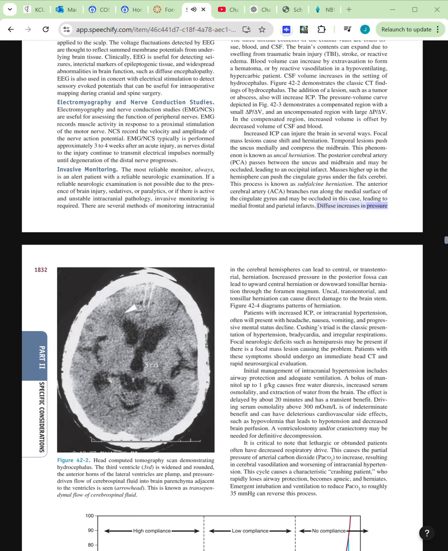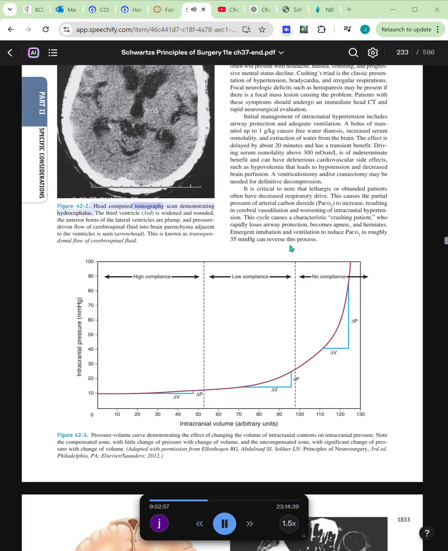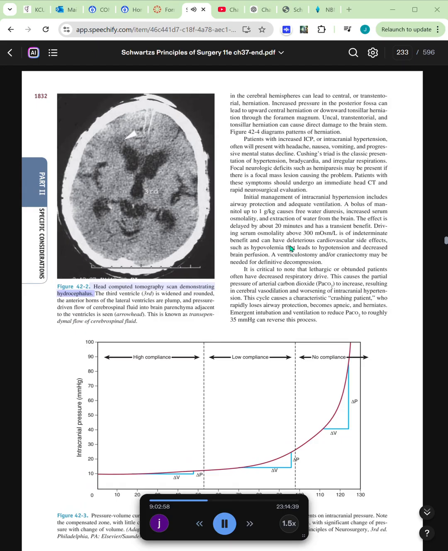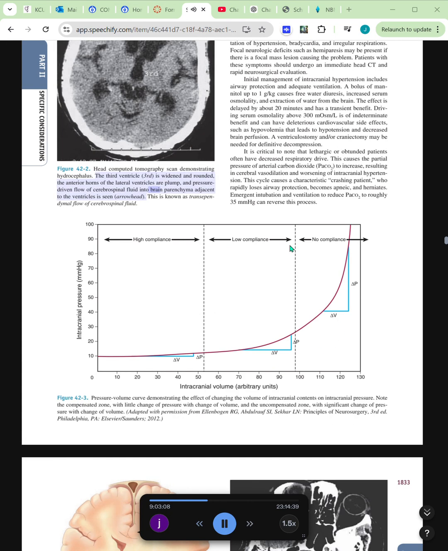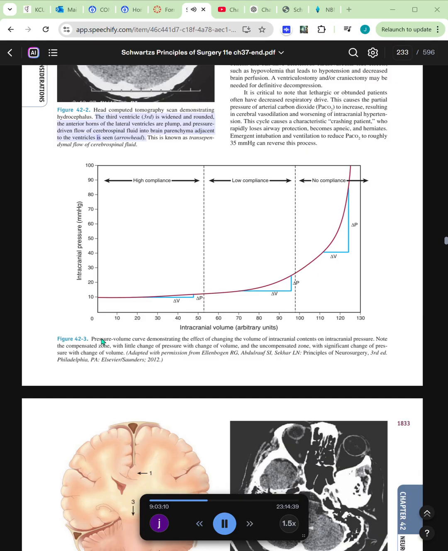Diffuse increases in pressure, figure 42-2. Head computed tomography scan demonstrating hydrocephalus. The third ventricle is widened and rounded. The anterior horns of the lateral ventricles are plump, and pressure-driven flow of cerebrospinal fluid into brain parenchyma adjacent to the ventricles is seen. This is known as transependymal flow of cerebrospinal fluid.